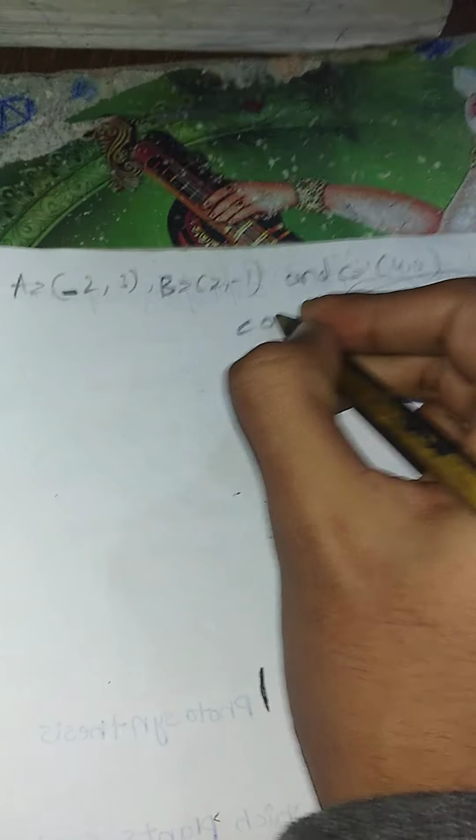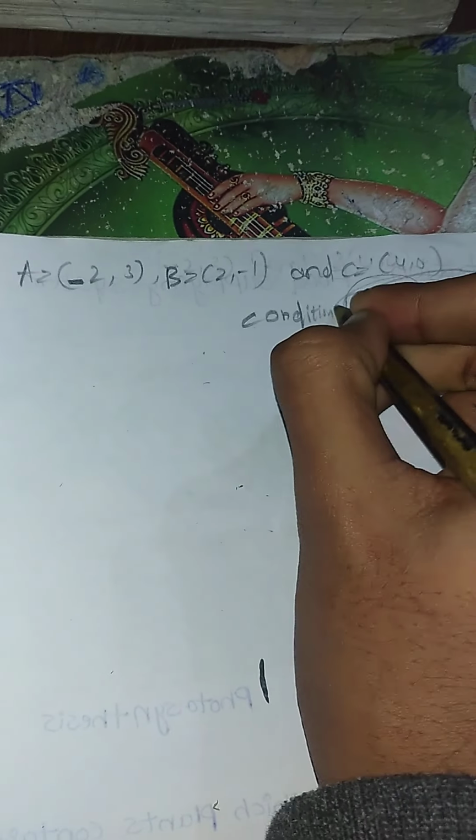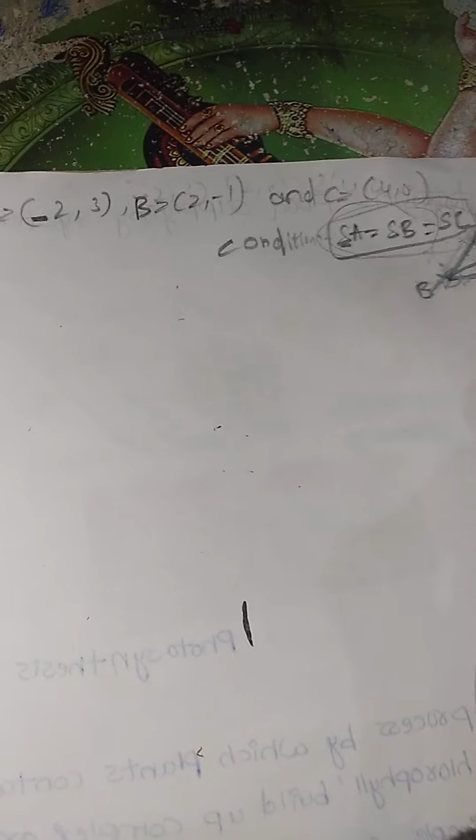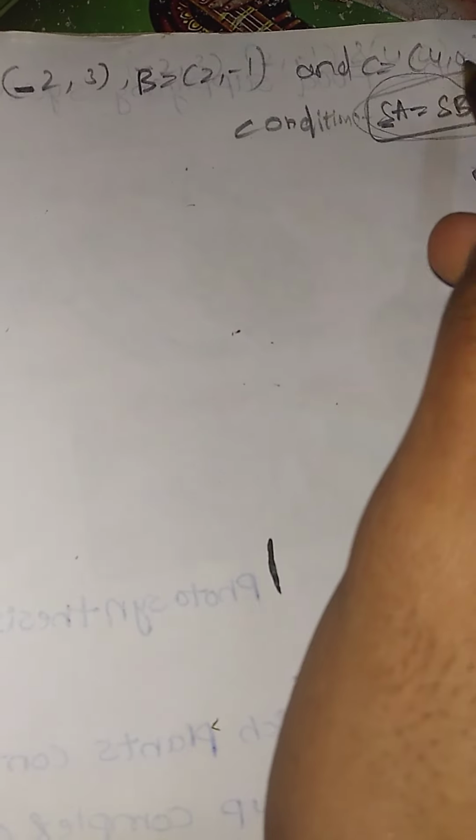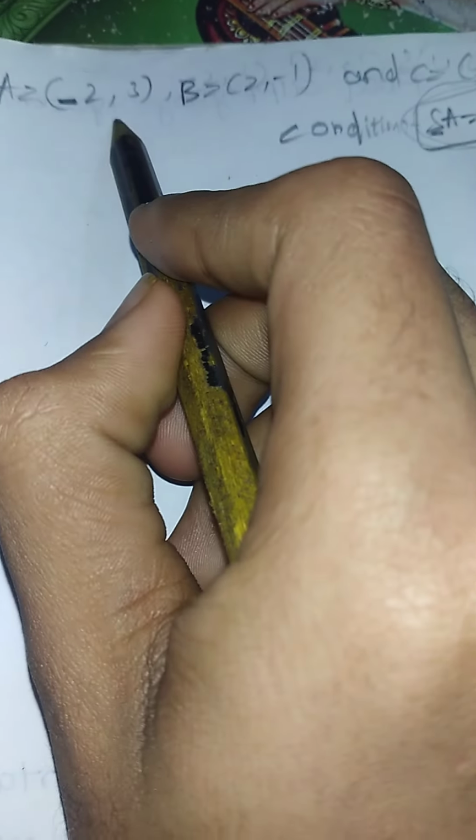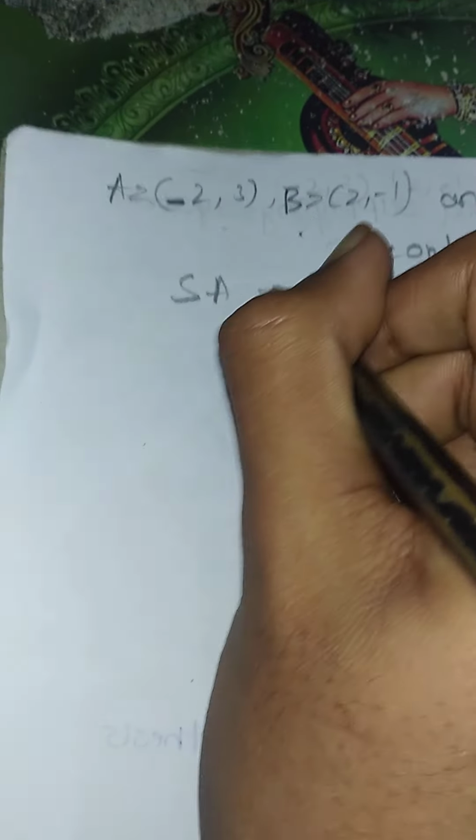Here this is a condition, right, where S is the circumcenter of a triangle. From an exam point of view, we have to write: let S(h, k) be the circumcenter of a triangle. Then first of all we have to say that A is equal to (-2, 3), B is equal to (2, -1), C is equal to (4, 0). Then we have to write the condition SA equal to SB equal to SC.